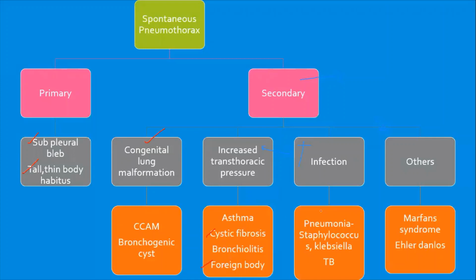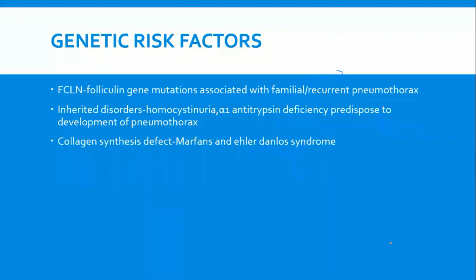If there is an infection, remember, infection with staphylococcus or Klebsiella can cause pneumatoceles, and this will predispose the child to have a pneumothorax. Other causes like Marfan syndrome and Ehlers-Danlos predispose the patient to have a pneumothorax. So genetic risk factors: FLCN, folliculin gene mutations, are associated with familial and recurrent pneumothoraxes. Inherited disorders like alpha-1 antitrypsin deficiency and homocystinuria again predispose. Any collagen synthesis defect, like in Marfan syndrome and Ehlers-Danlos, predisposes the patient to pneumothorax. So these three genetic risk factors we need to remember.